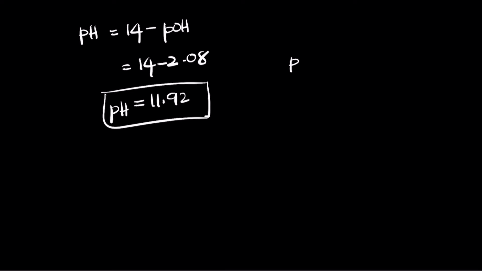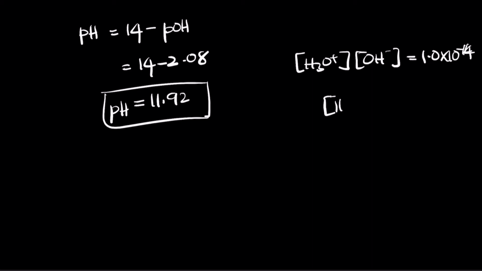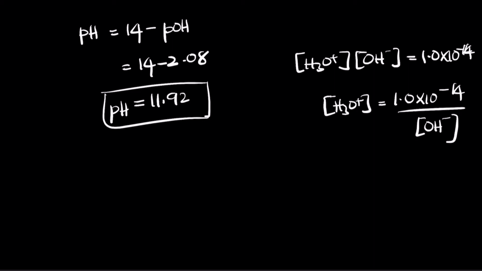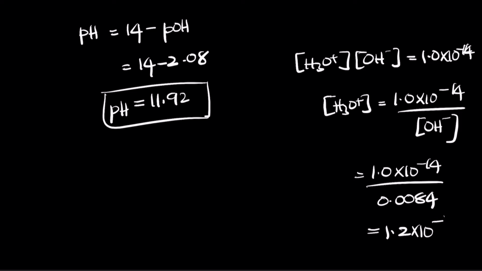Now we know that the concentration of H3O plus times OH minus is 1 times 10 to the power negative 14. From this we can write the H3O plus concentration as 1.0 times 10 to the power negative 14 over the OH minus concentration. So that is 1.0 times 10 to the power negative 14 divided by 0.0084, which gives you a value of 1.2 times 10 to the power negative 12 M, which is the concentration of H3O plus.